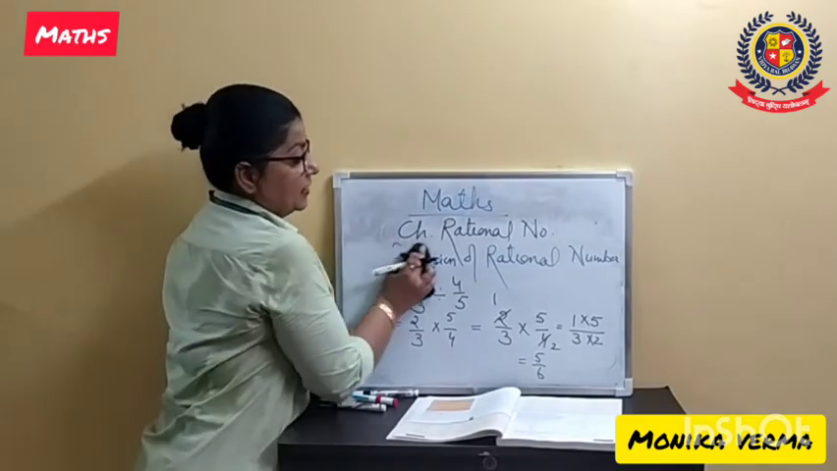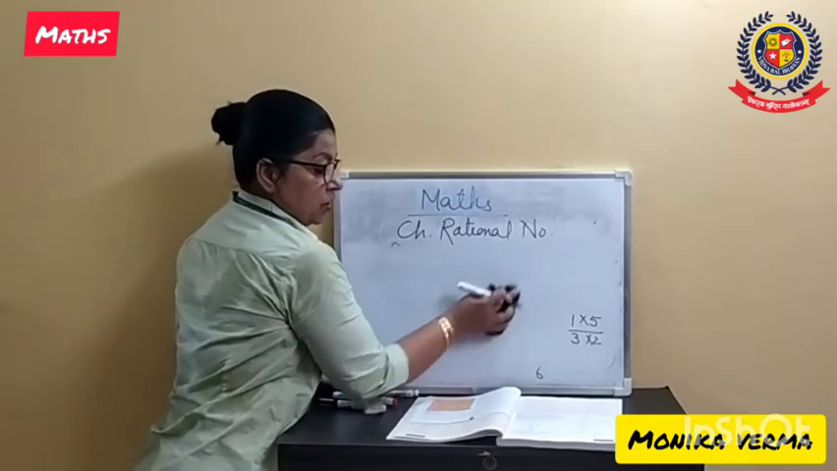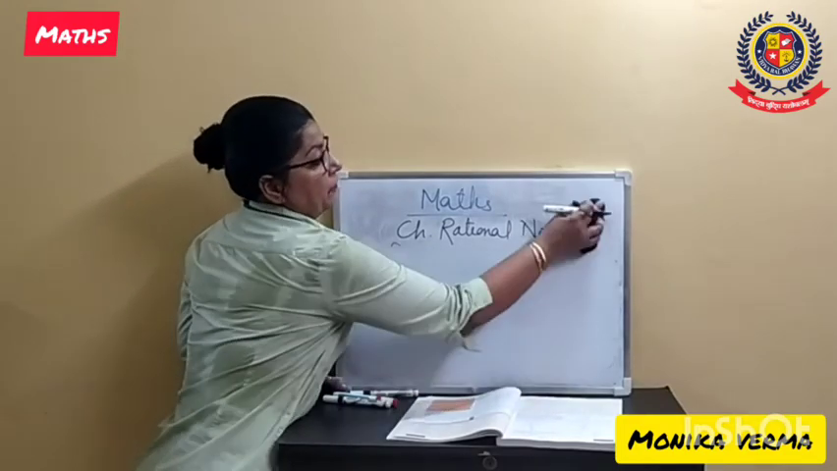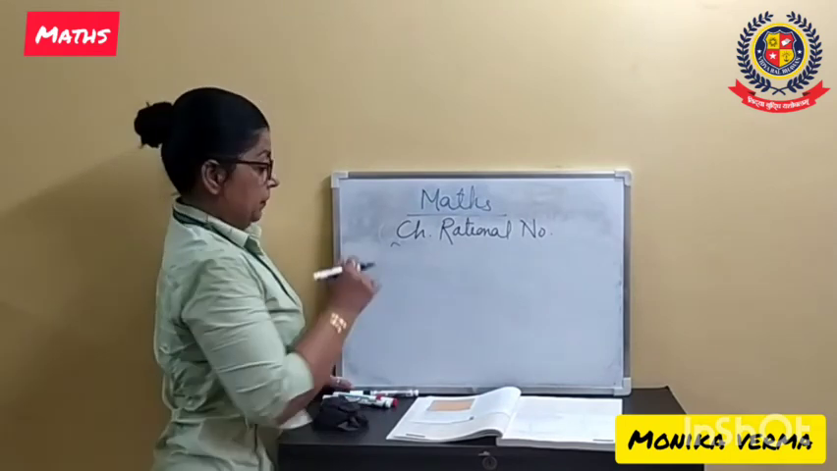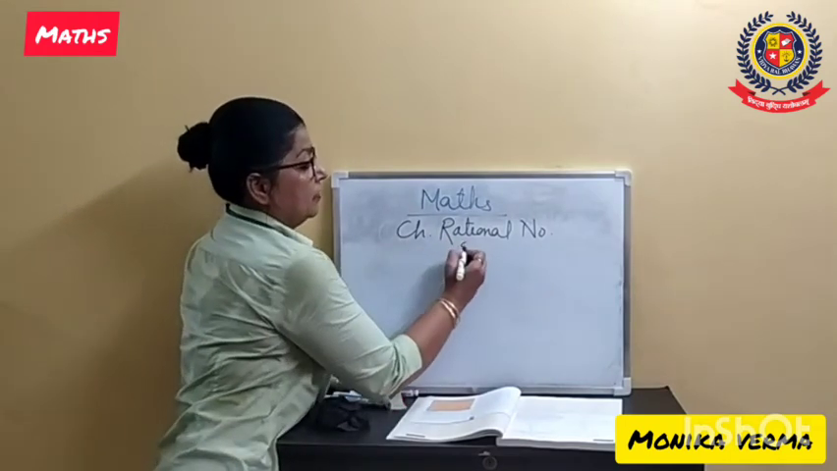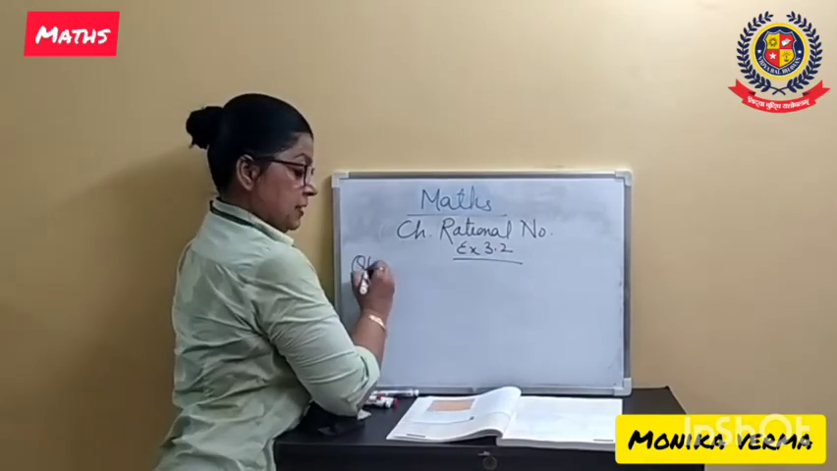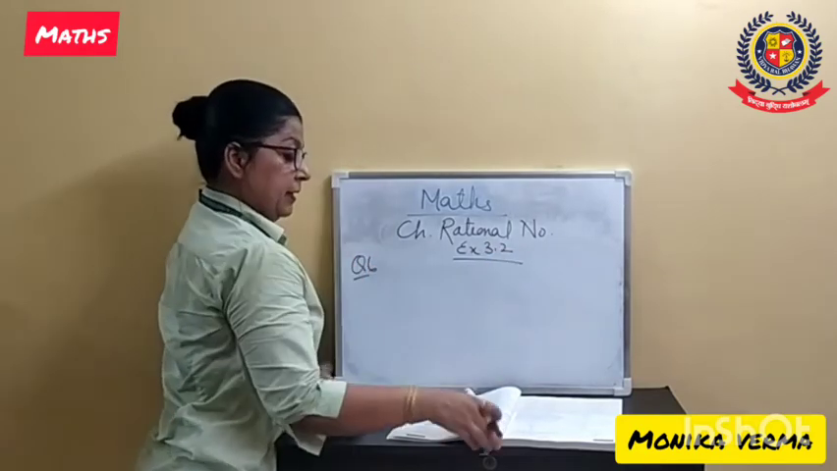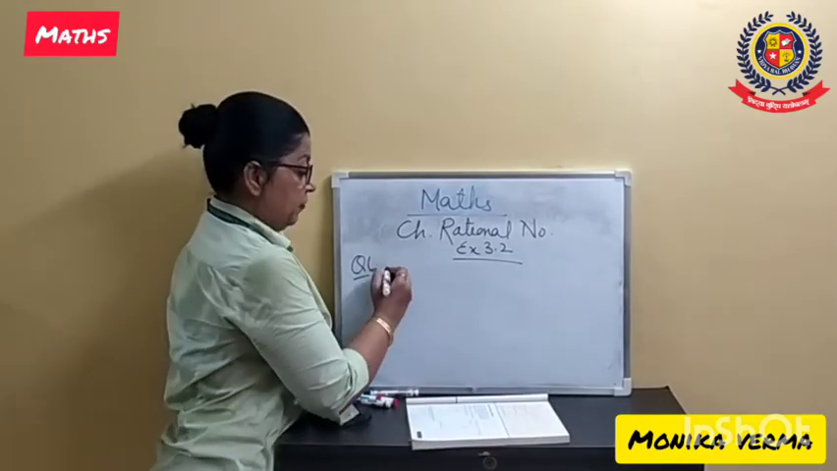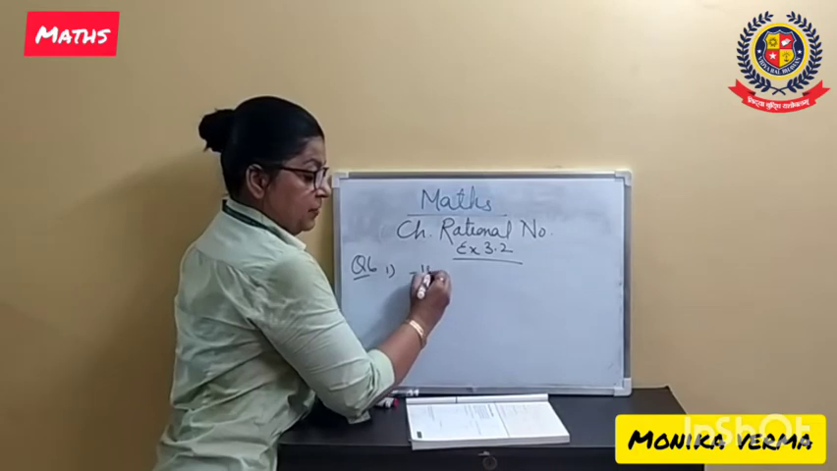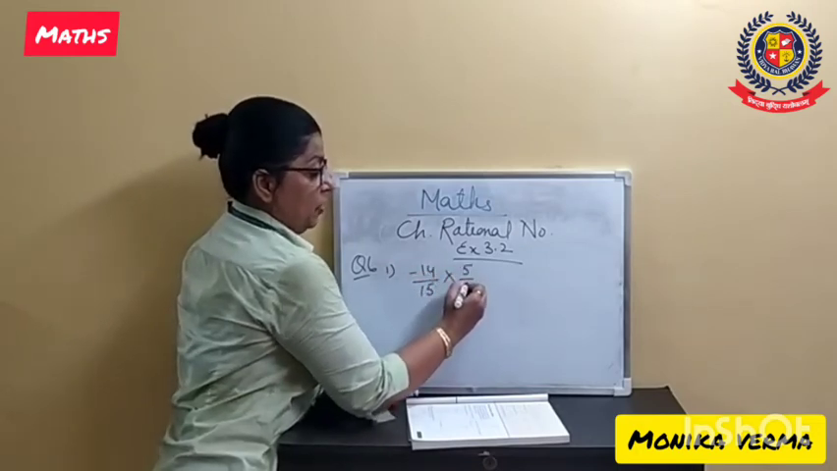So now we'll start the exercise. We have done exercise 3.2, question number 1, 2, 3, 4, 5, and a few parts I have given to you in homework. Now we'll move further. Exercise 3.2, question number 6. It says, find the product of the following. First we have to find the product. Minus 14 upon 15 into 5 upon 24.